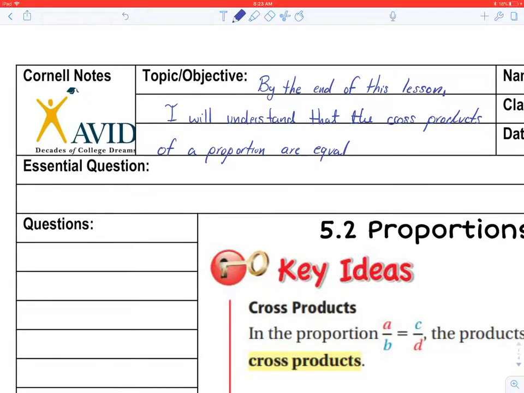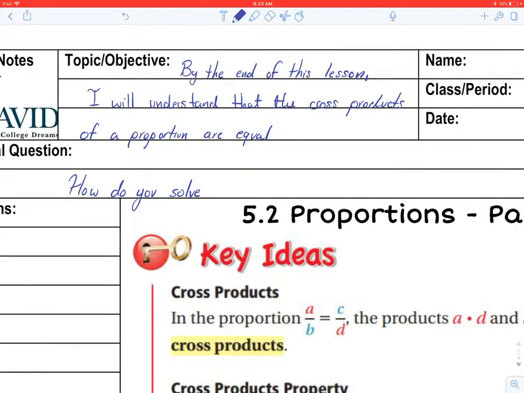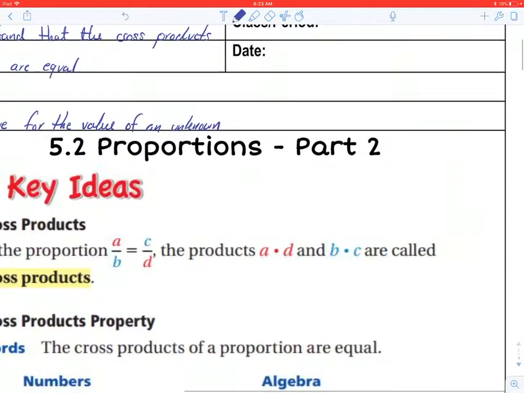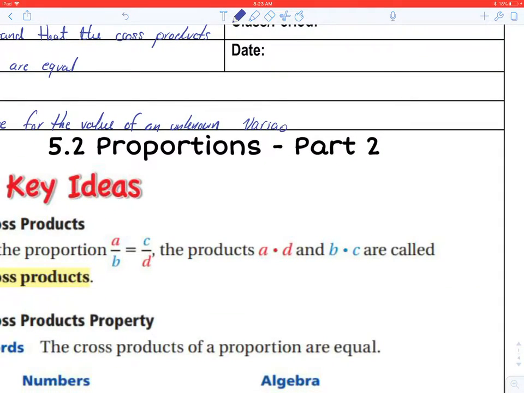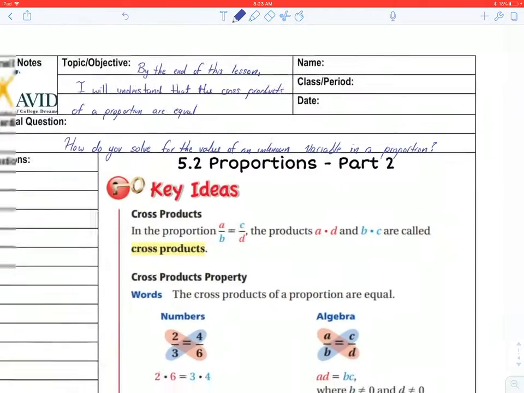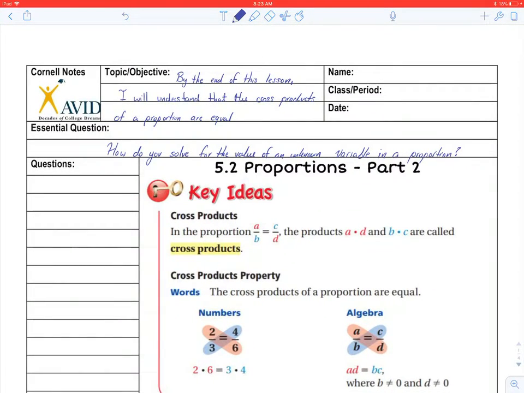The essential question: how do you solve for the value of an unknown variable in a proportion? How do you solve for the value of an unknown variable in a proportion?